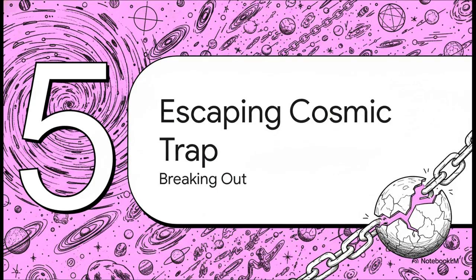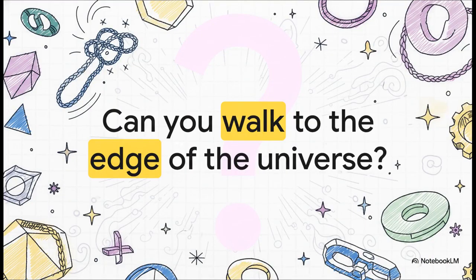And finally, part 5, escaping the cosmic trap. For our final act today, we're going to zoom way out to a massive cosmological scale. We need to witness what it physically, structurally means to actually break out of this mechanized surface. I want you to really ponder this as we approach the final reveals. Can you walk to the edge of the universe? Seriously, what does an edge even look like in a system that's completely governed by dependent, braided loops?